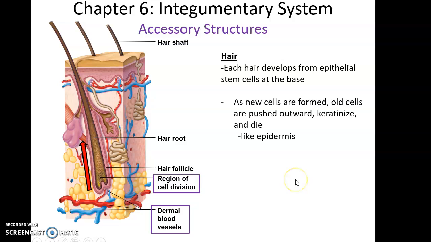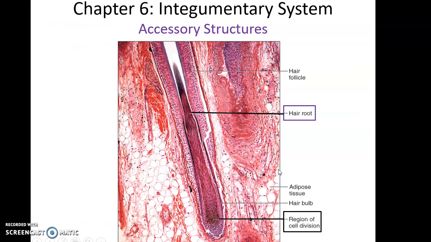And this is very much like the epidermis. Just like the epidermis, these cells keratinize and die as they progress further and further away from the base. So hair cells are very similar to epidermal cells. And then, of course, there's lots of blood capillaries near the base of the hair root to provide nutrients for those growing, dividing cells. And here's just a slide of a hair.